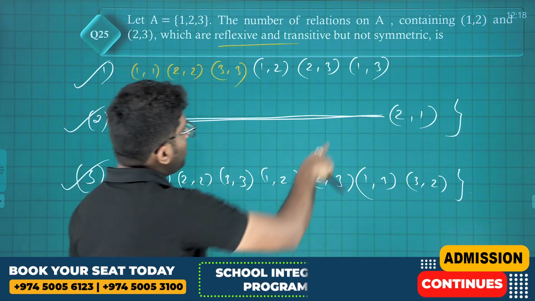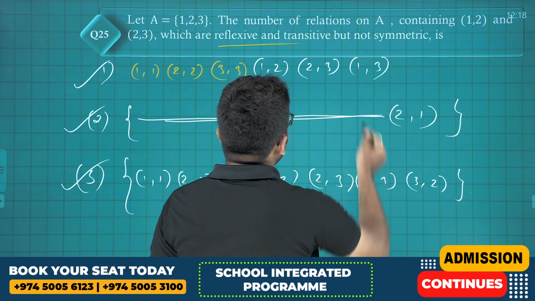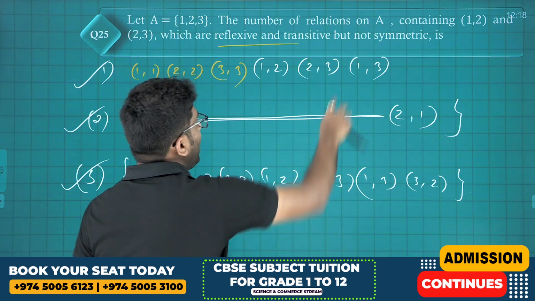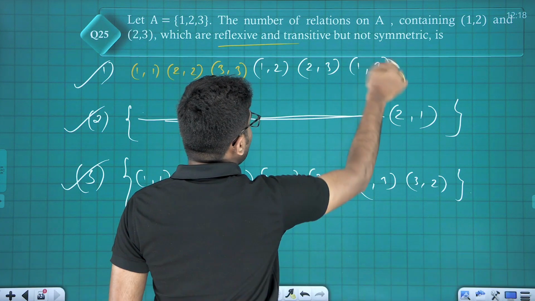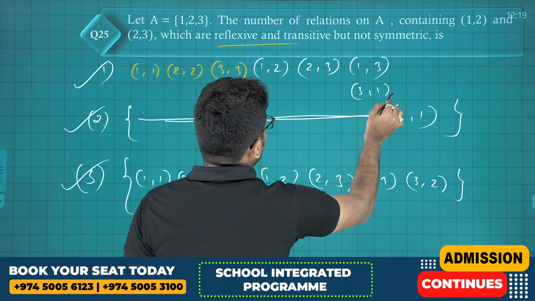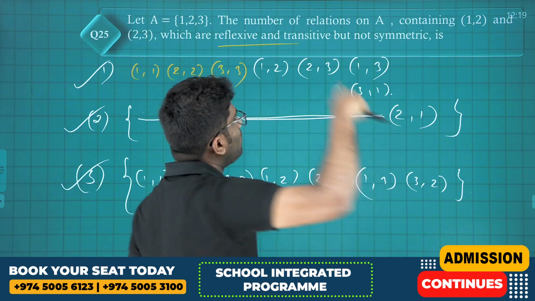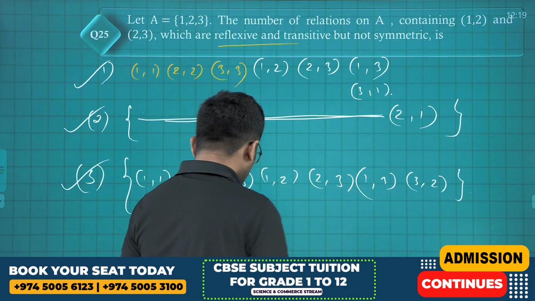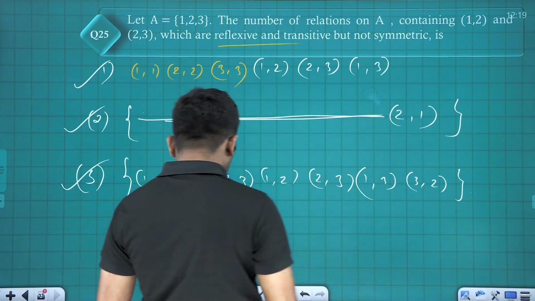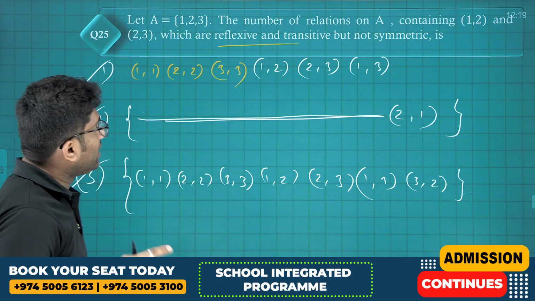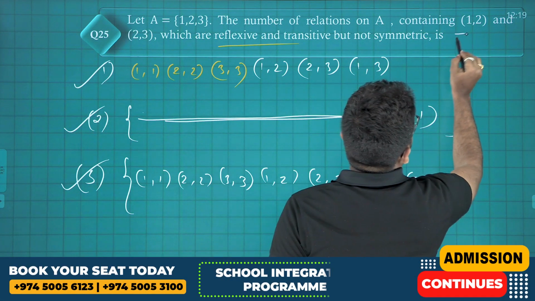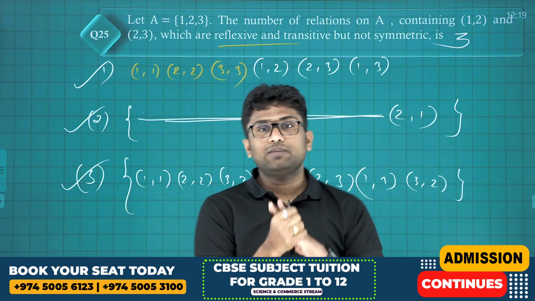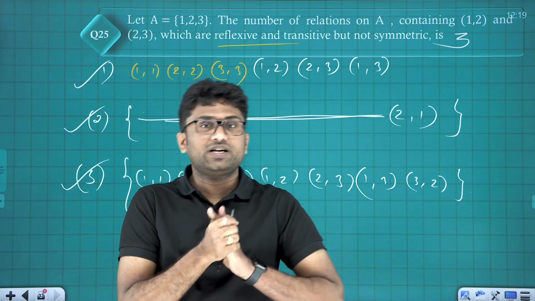If we add (1,2), if we add (3,1), what happens? It won't be transitive now. If we add (3,1), as we have (2,3) and (3,1), there should be (2,1). If we add (2,1), then it becomes symmetric. So that's why we will have only 3 relations which are reflexive and transitive but not symmetric. The answer is 3.